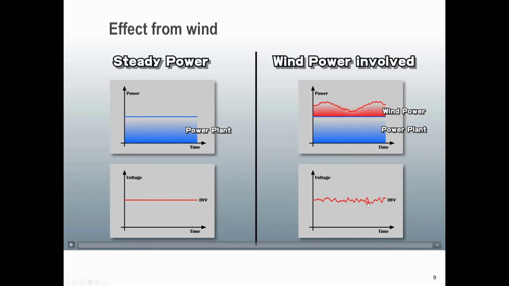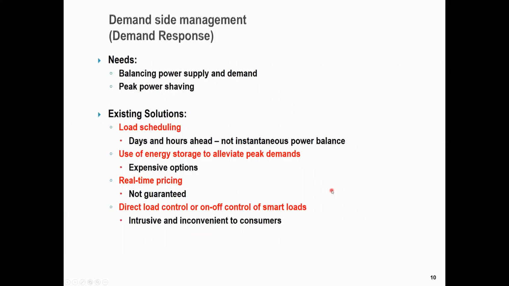Now, the power company and power industry are aware of this issue. So they have developed demand side management to deal with the needs for balancing power supply and demand and for peak power shaving. They have developed some existing solutions. Examples are load scheduling, which is for days and hours ahead. That means load scheduling cannot be used as an instantaneous power balancing solution.